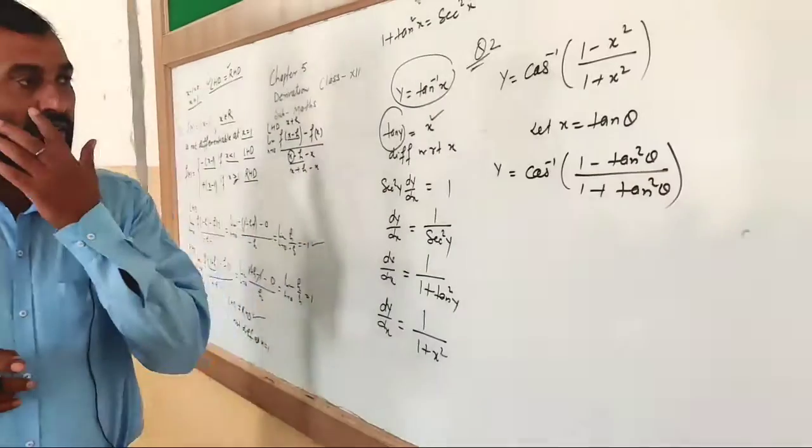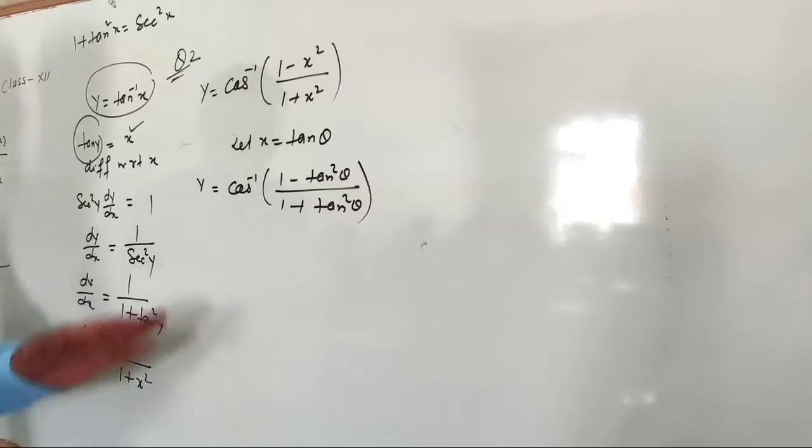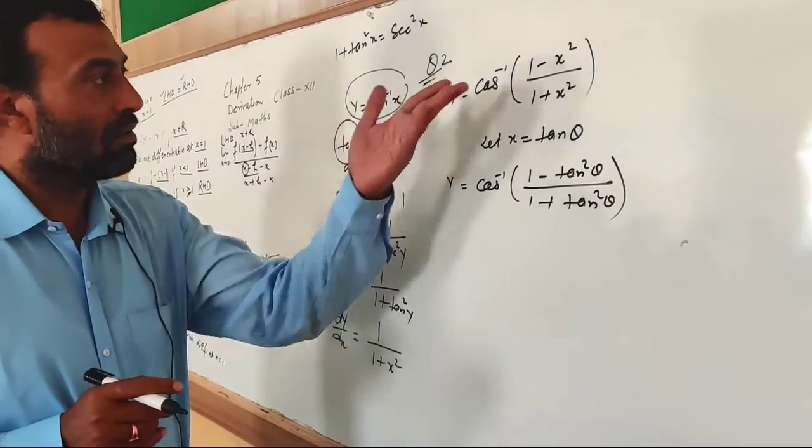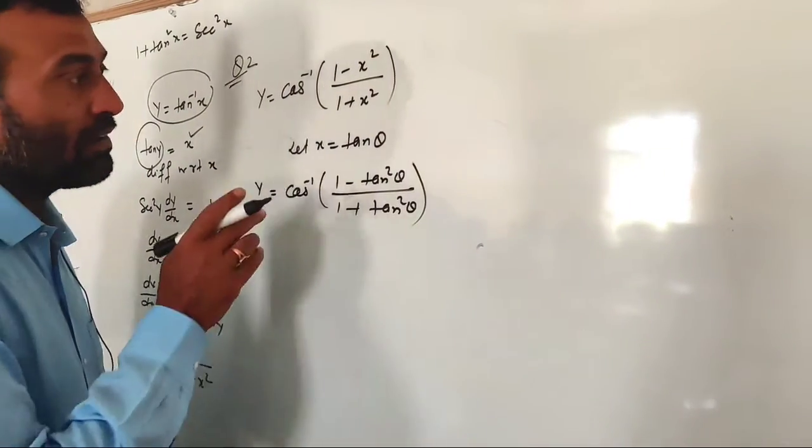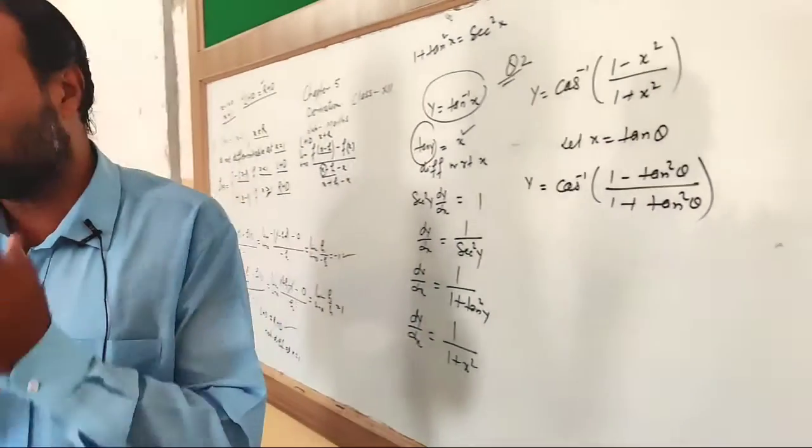Now in this question, the condition is not given. If the condition is given, then we follow the condition, but here the condition is not given, a direct question is given, so we put x is equal to tan theta. Otherwise we check the nature of tan theta, whether it is positive or negative.